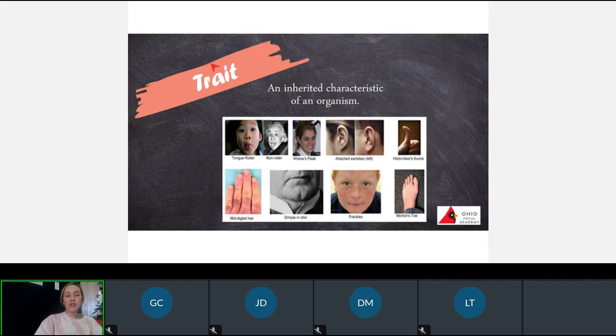On the front, I would write trait. What is a trait? Well, a trait is an inherited characteristic of an organism. And these are all examples of traits.